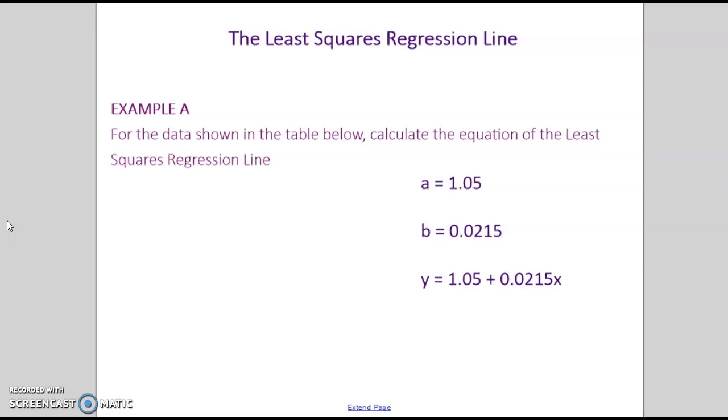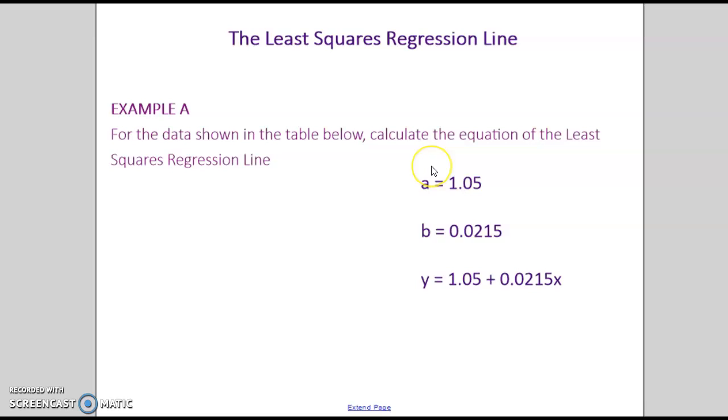So your value for A, to 3 significant figures, is 1.05. Your value for B, to 3 significant figures, is 0.0215. Remember, those first 2 zeros are not significant. A significant figure is anything that is after the first non-zero.